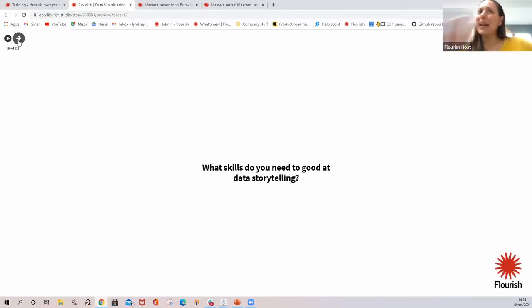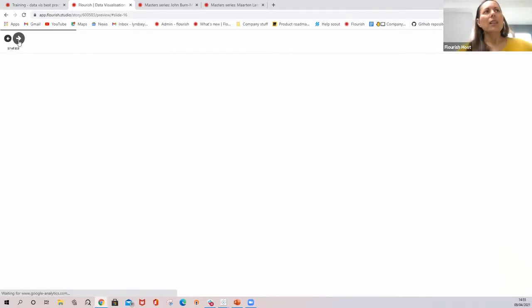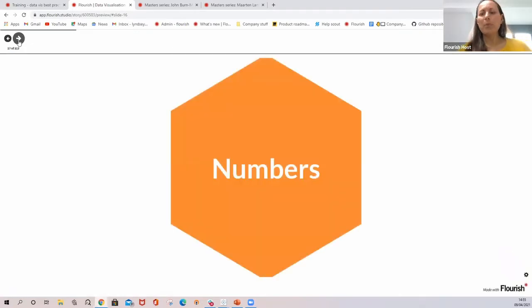So on to the next part. What skills do you need to be good at data storytelling? As I alluded to before, people need to be very good with numbers and data. Even I find some of the best analysts in the world don't always think about the metrics that they are presenting and how that helps a person understand the relationship that they're trying to explain.